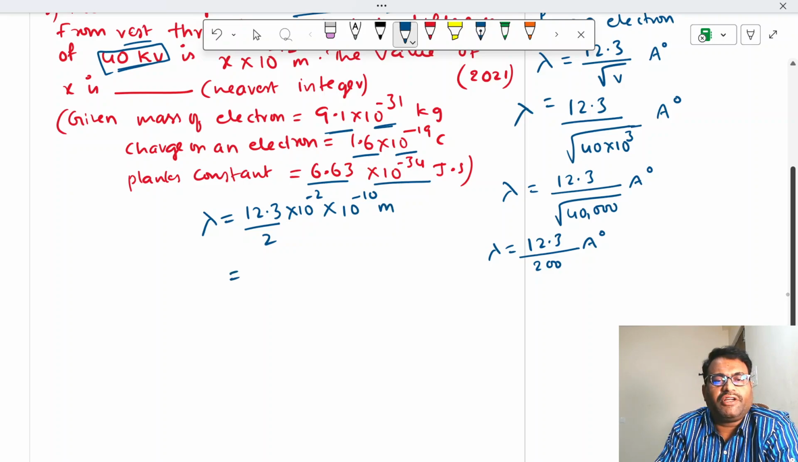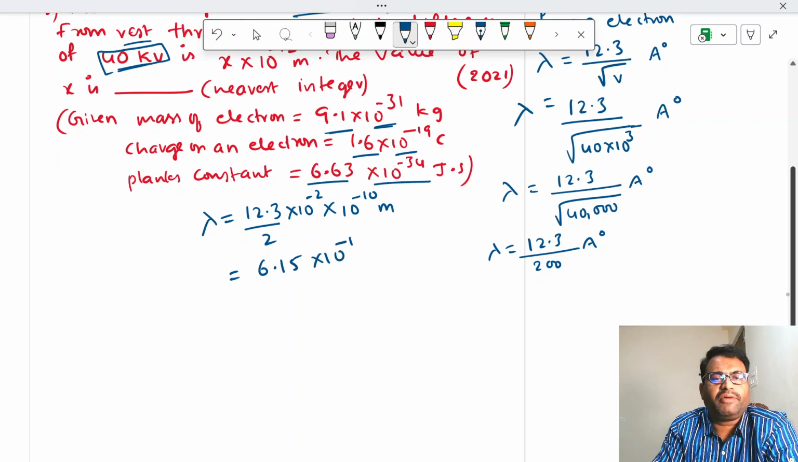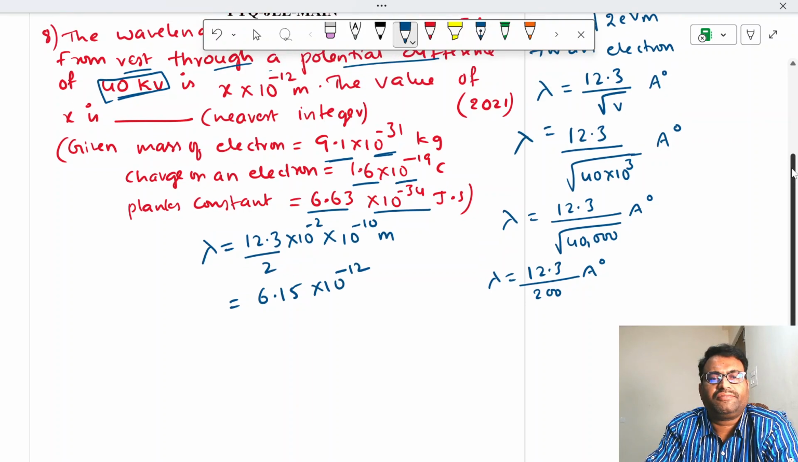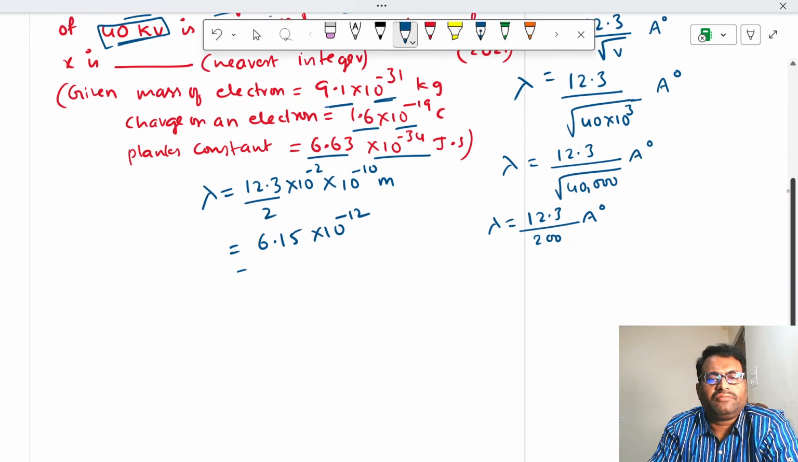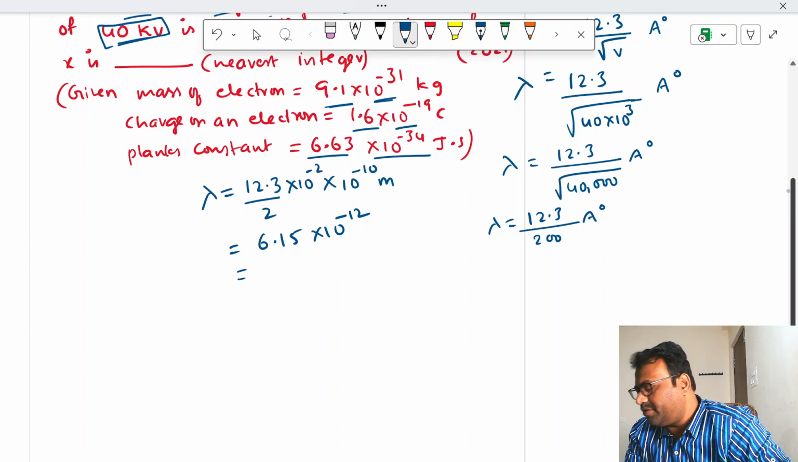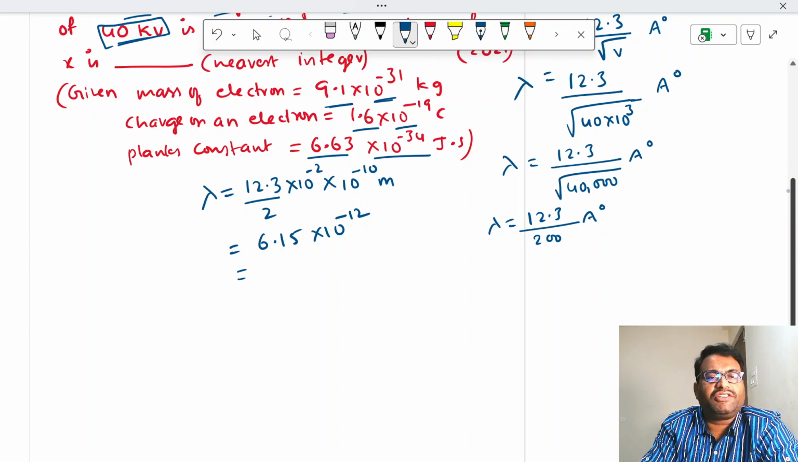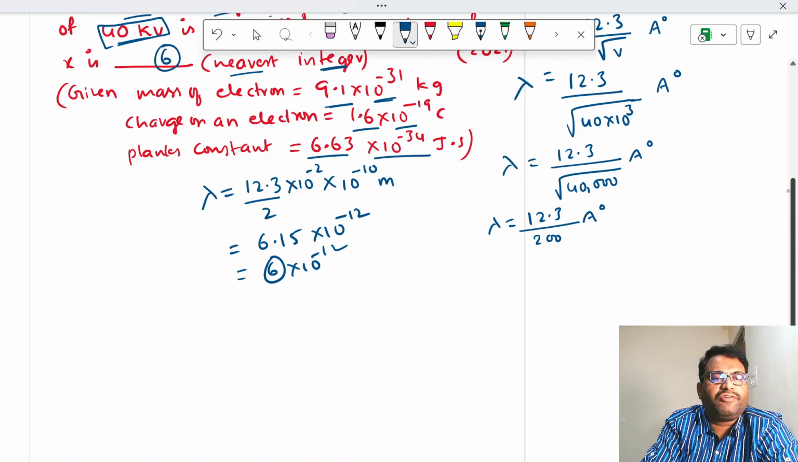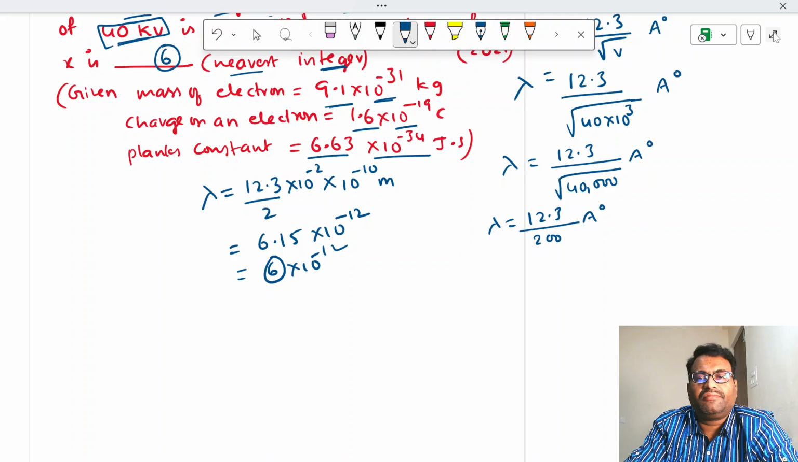So approximately what do you get? 6.15 into 10 power minus 12. So the nearest answer: the question asked is nearest integer. Nearest integer is 6 into 10 power minus 12. Answer is 6. What answer do we get? 6.